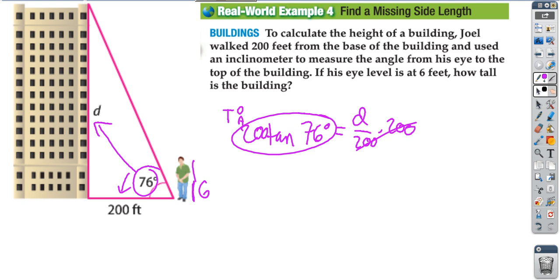So this is 802.2. But remember, he's 6 feet off the ground, so we have to add this extra 6 feet right there. Actually, let's just read that to be sure. We have to add or subtract. Yeah, we have to add another 6 feet, so this is going to turn out to be 808.2 feet.